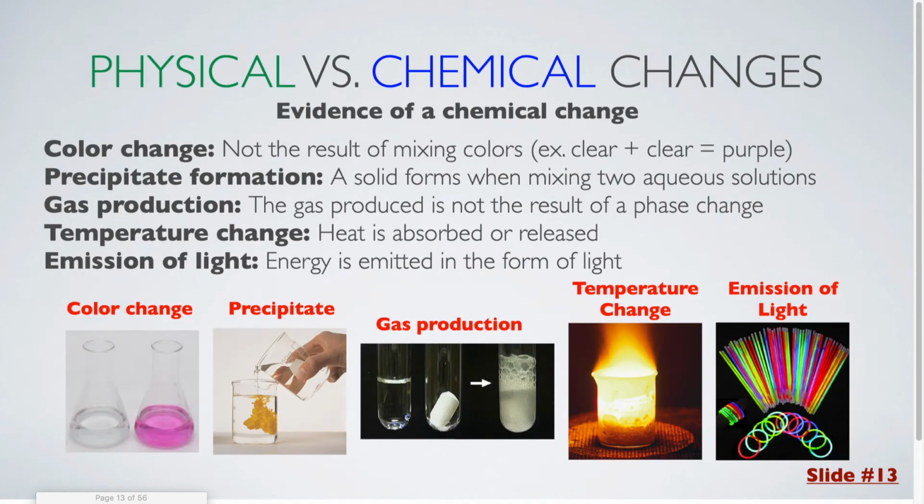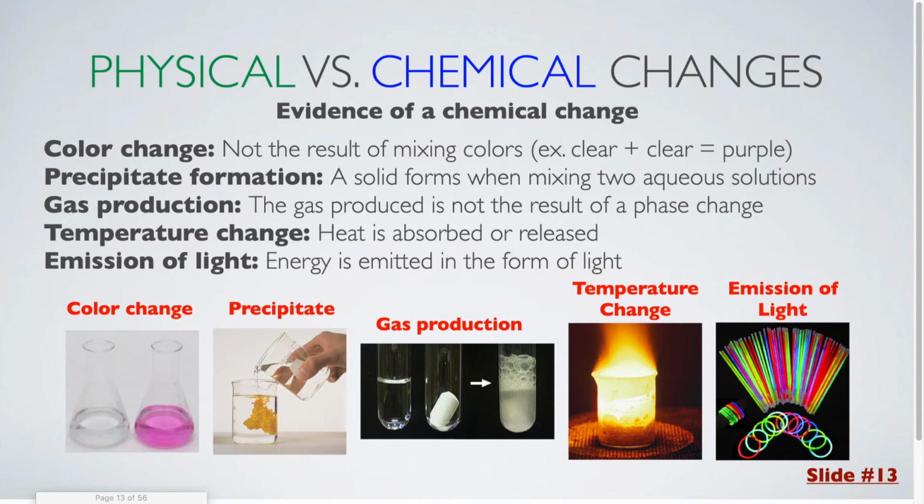Now let's take a look at a few examples for how you could tell that a chemical or a physical process is going to be occurring by just using observations. If you see a color change which is not the result of mixing colors. So for example, I take a clear solution and another clear solution and I mix them together and it turns purple. There's no real reason why that substance should turn purple. That means that there must be some kind of chemical process that's occurring there which is leading to that color change. But for example, if I mix blue and white and I get a light blue, well, that's just mixing colors.